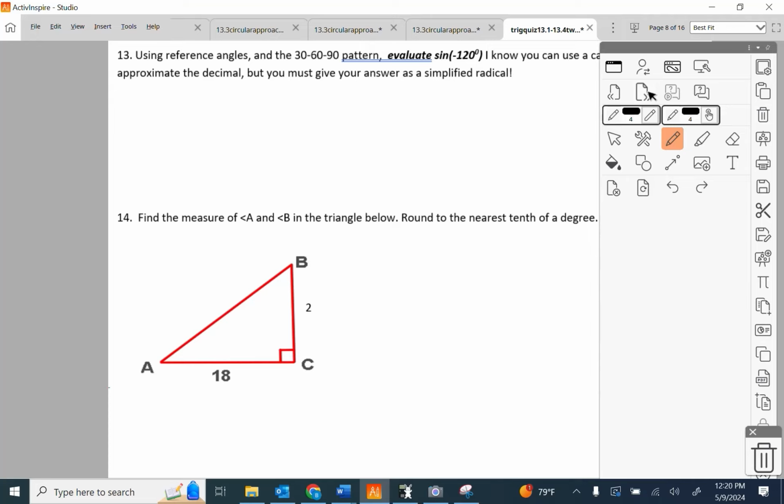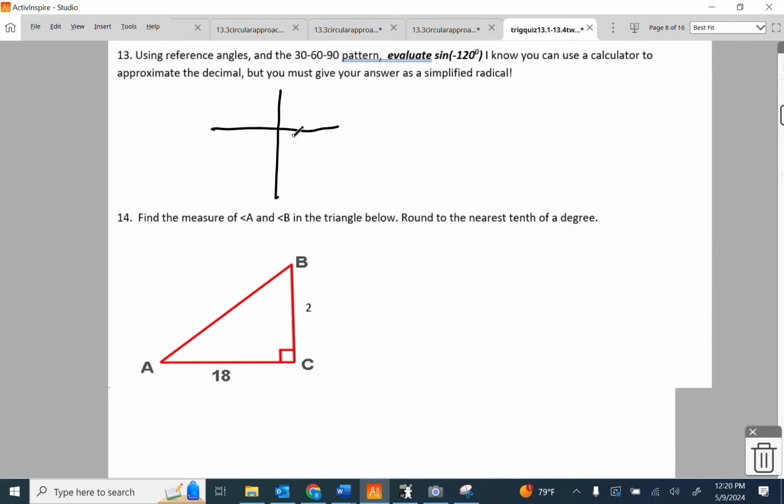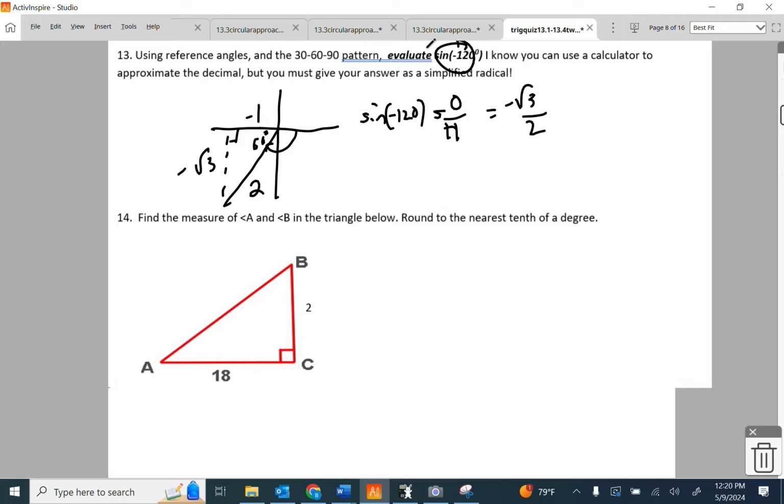Using reference angles in the 30, 60, 90 pattern, evaluate the sine of negative 120 degrees. That is going to rotate 90 and 30 more, leaving a 60-degree reference angle, which I've talked about in the previous slide. It's going to be a root 3 opposite, a negative 1 adjacent, and a 2 as hypotenuse. And I want the sine ratio, and I know that sine is opposite over hypotenuse. So opposite is root 3, and it's negative, and the hypotenuse is 2. By the way, if I take my negative 120 and I add 360, I get 240 degrees.